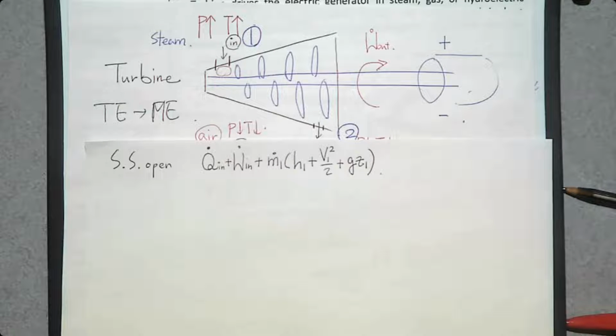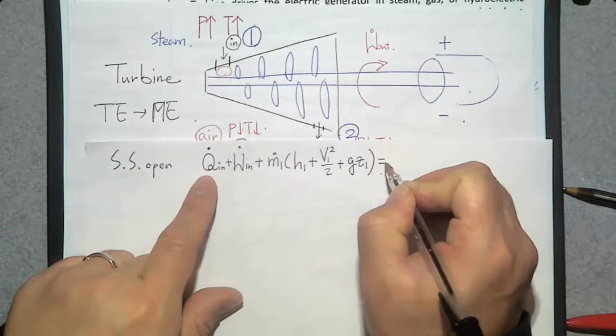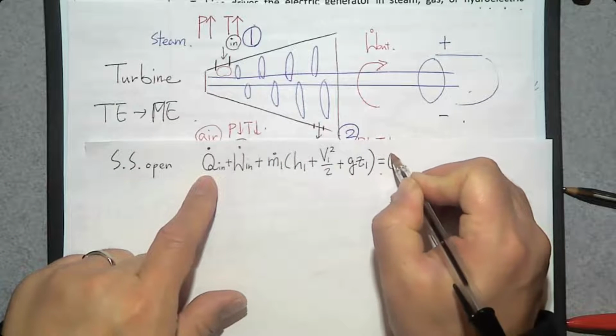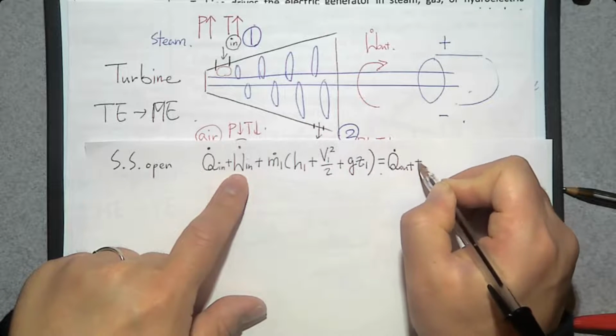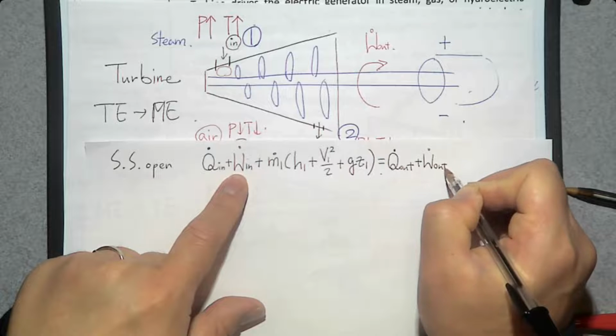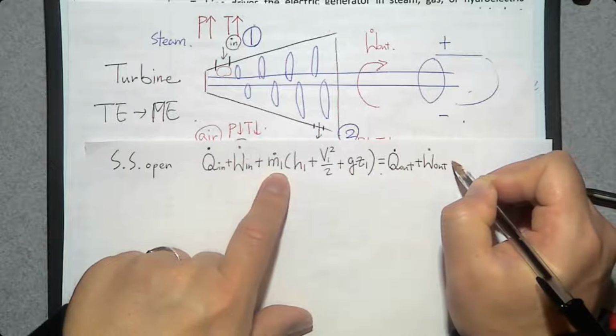Heat transfer, energy transfer by work, energy transfer by mass. But for energy transfer by mass, there are three: enthalpy, kinetic energy, and potential energy. What about at the exit? What about energy transfer out of this control volume? First, we can consider heat transfer, but this one goes out, Q dot out, and energy transfer by work, W dot out, and energy transfer by mass at the exit.